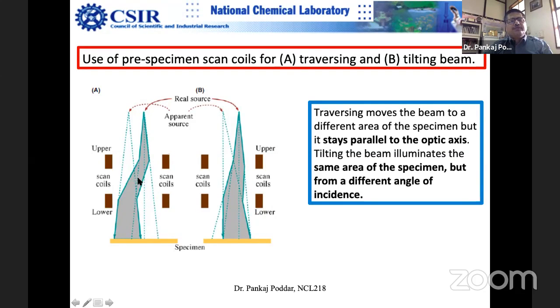So earlier, for example, you were illuminating this area. Now you are illuminating this area just by applying a magnetic field to these lenses. So it appears that this source has moved from this to this. You can see this dotted line, right? But the source has not moved. You have just tilted two times, from here and here. Similarly, you can see it here.